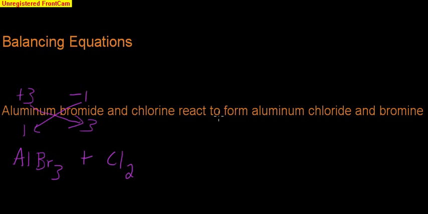React to form aluminum chloride. So react to form basically just means my arrow, my yield. So they do react to form these two. So once again, let's put the oxidation numbers over these. So aluminum, we've said before, is a +3, and chlorine is a -1.